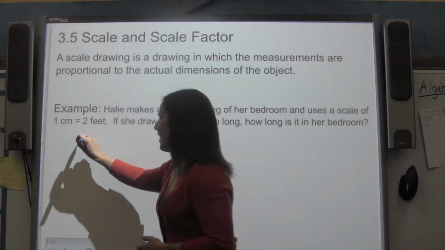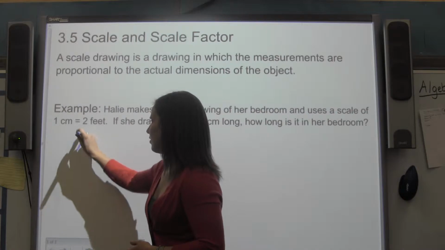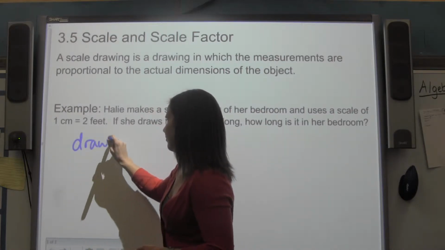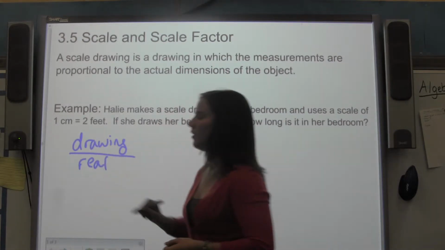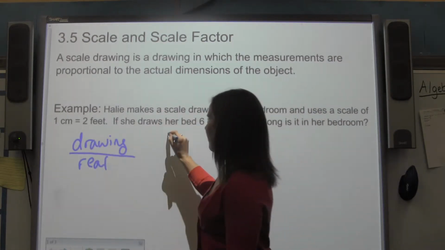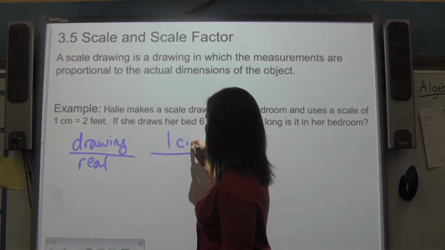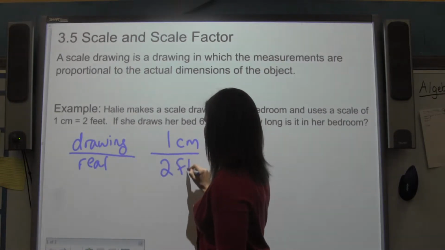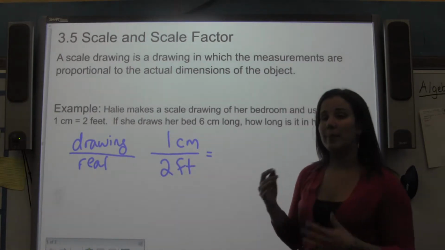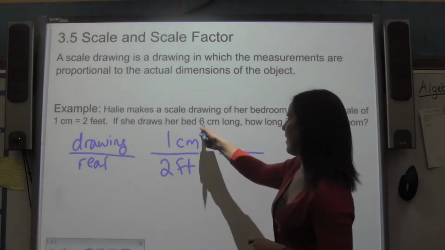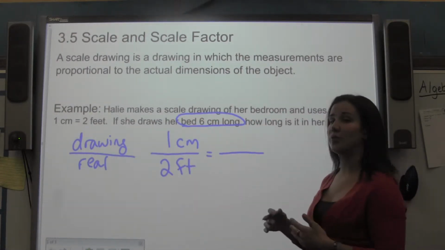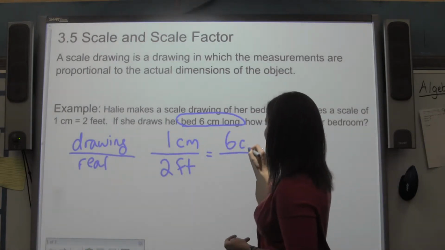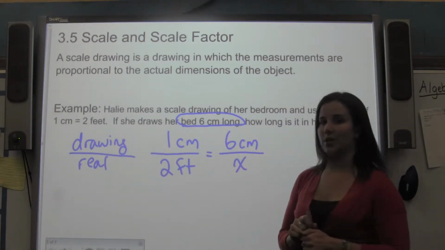So that is a ratio where we're taking the drawing and comparing it to the real life dimensions. And I have a ratio of 1 centimeter equals 2 feet. And I'm going to use my proportions to set up one where I have my bed is 6 centimeters long, and I want to know what the real dimensions are. So the drawing is 6 centimeters, the real dimensions are my x.